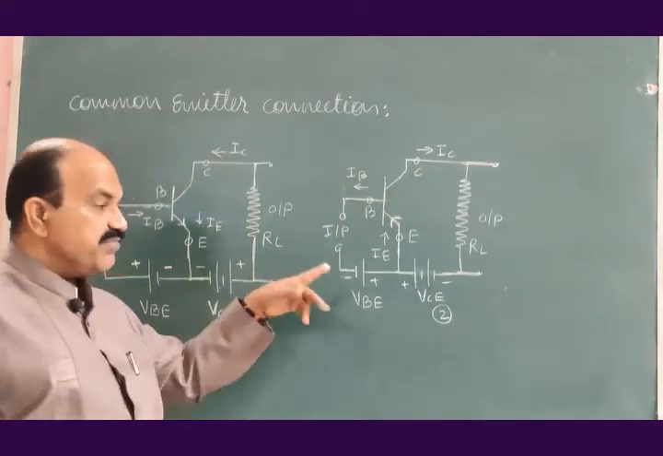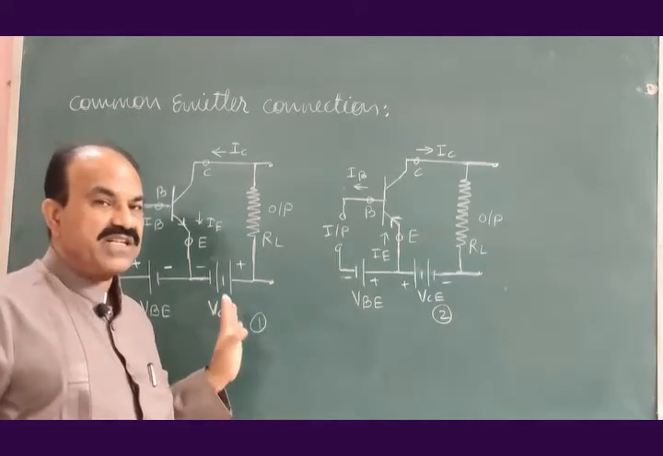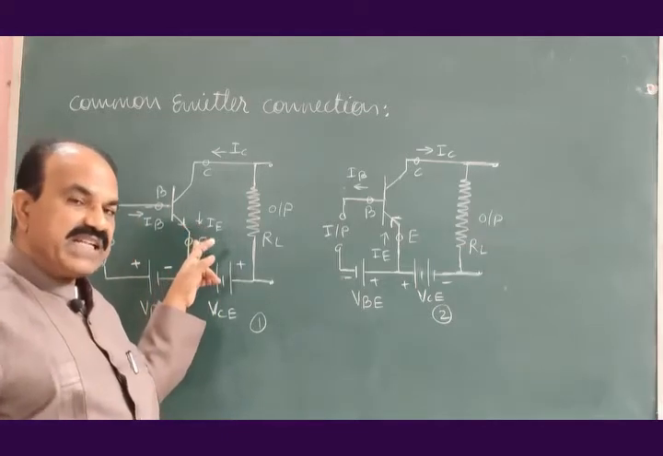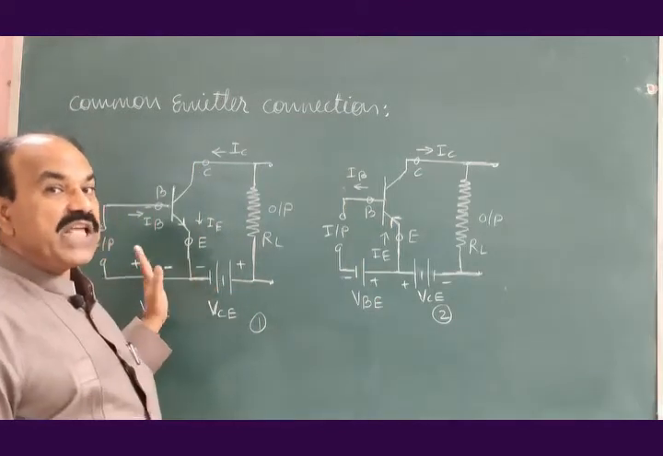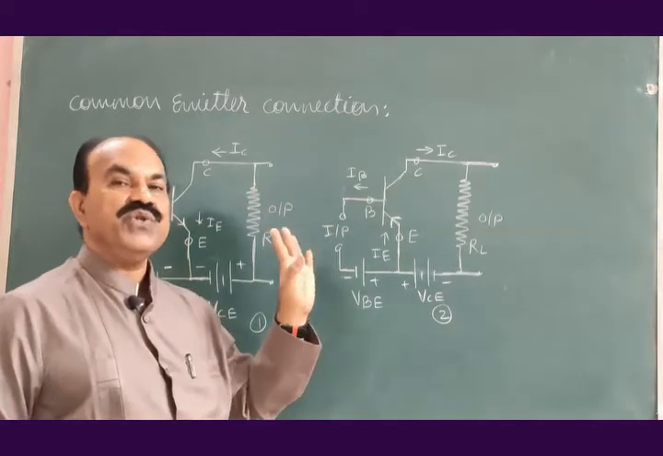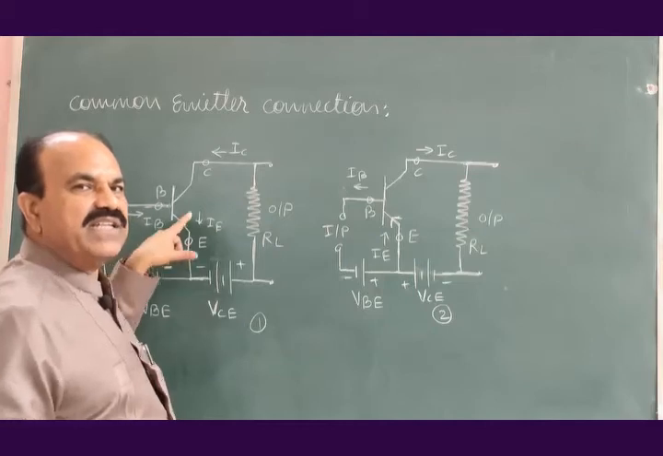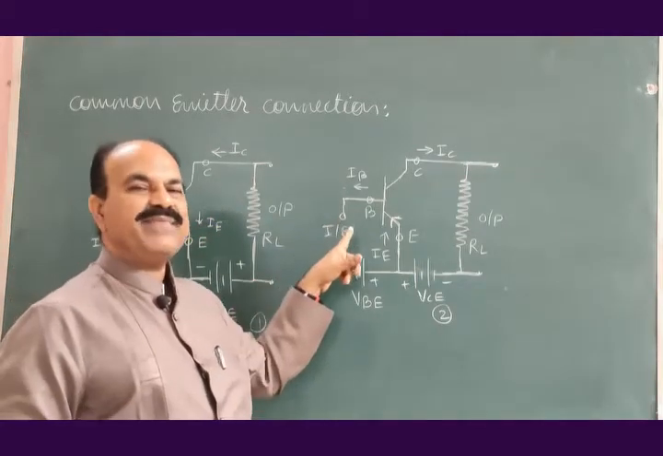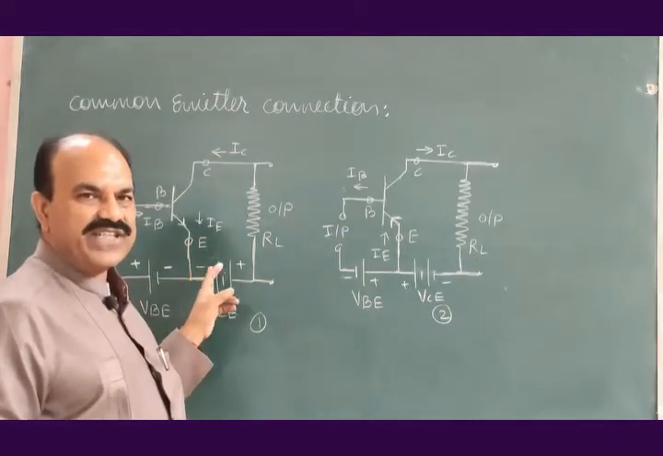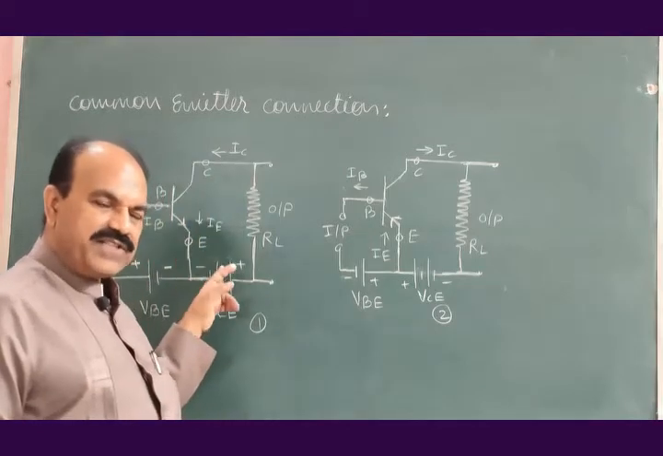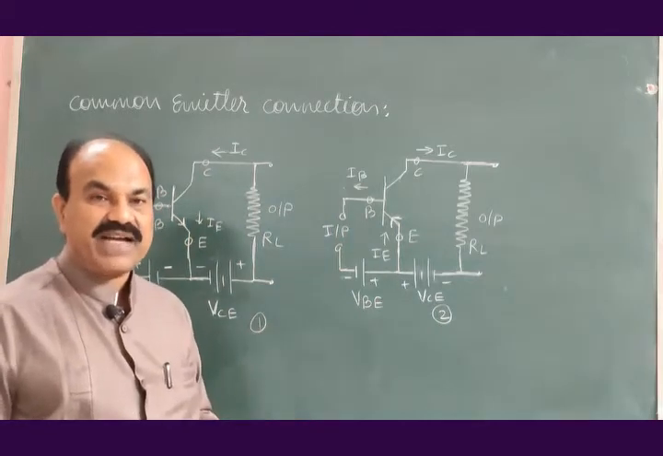It means that in both these connections, both are the same. What is the difference between these two circuit diagrams? Here an NPN transistor is used, here a PNP transistor is used. It is used in FR bias, it is also used in FR bias. Input junction, base emitter junction, is forward biased, collector is reverse biased. So forward reverse bias, FR bias, is used here.